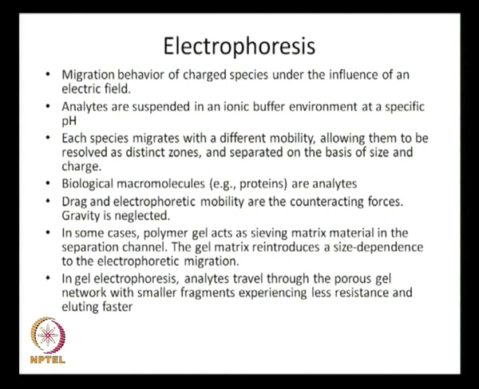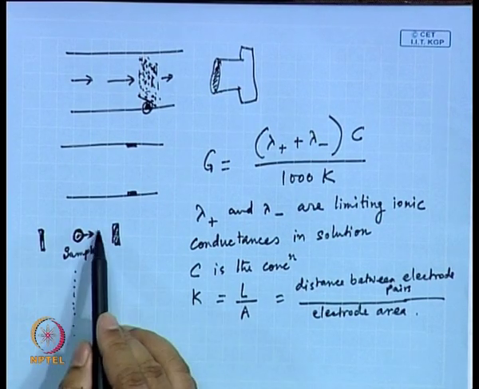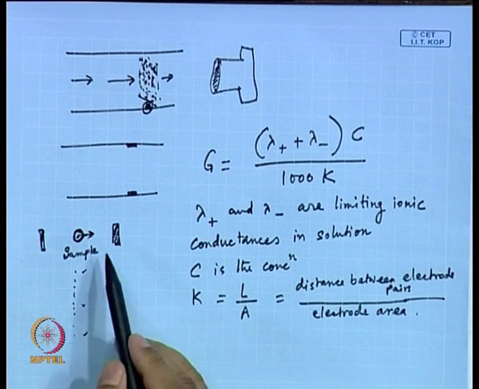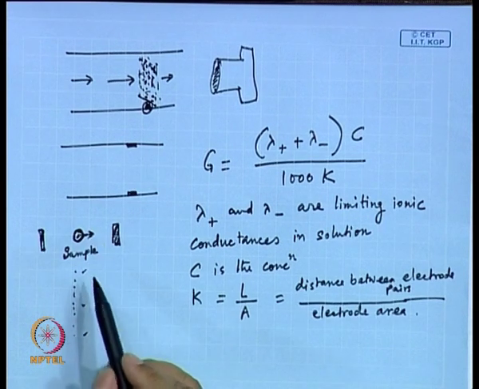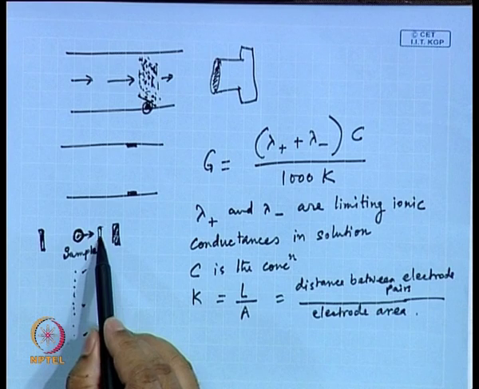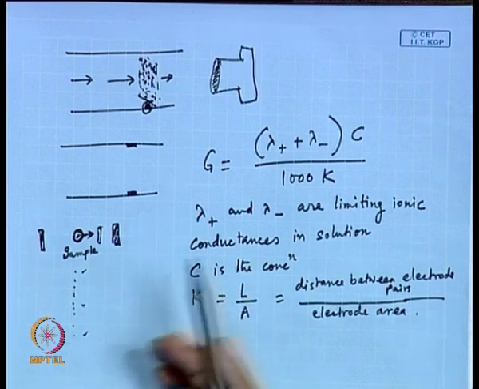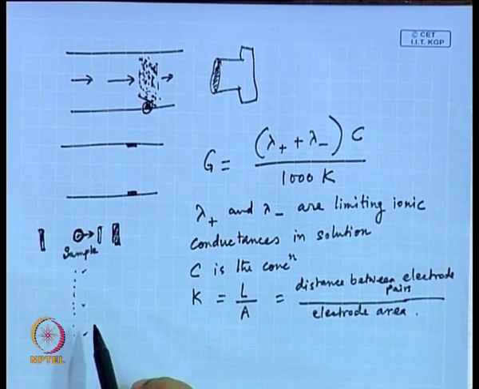So, this is one way of forming or resolving this sample into distinct zones separated on the basis of size and charge. So, you have distinct zones. Suppose this sample contains A, B, C, D, E, F, G, H, out of them A, H and K belong to the same category as far as the size and charge is concerned. So, they will band together in one location. Some other components will band together in another location. That is what is going to happen if you have such a system in place.